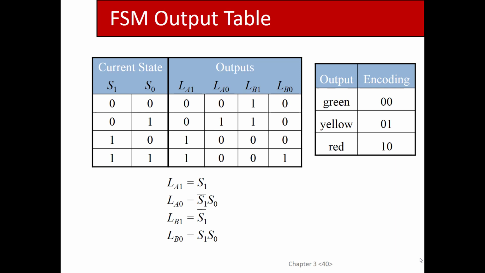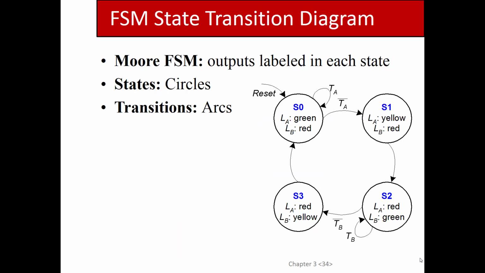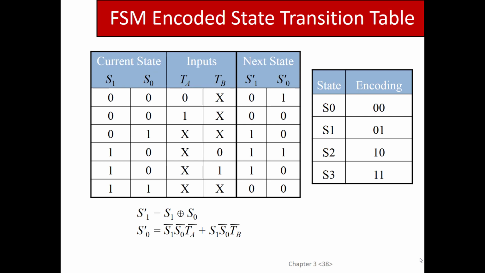So this guy's got a loop back. This guy's got a loop back. 0, 0, 0, 1, 1, 0, 1, 1, right? So state 3, the lower left-hand corner one, right? All right, so the next state function for S1 prime is just S1 XOR S0, right?